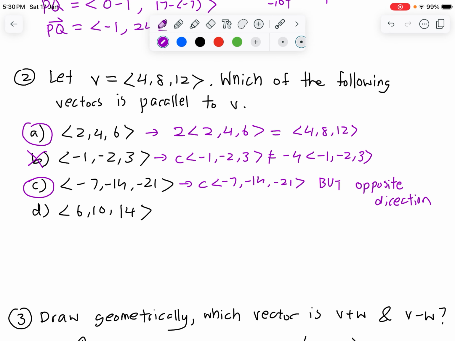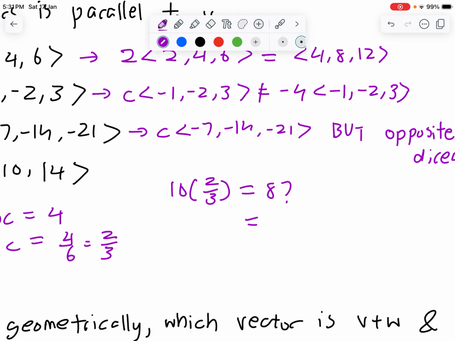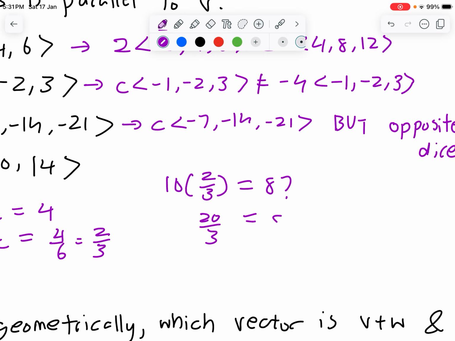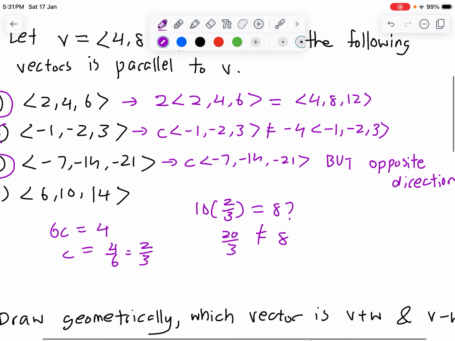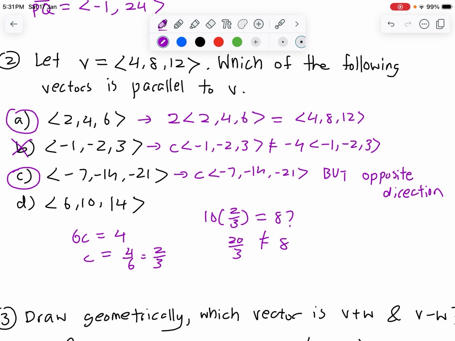Last but not least, let's take a look at the last one. We have 6, 10, and 4. So for our last one, again, we want to match the first one with our original value, and we get 4/6, which is 2/3. Let's try to put that into the second one. So 10 times 2/3. Let's see if it's equal to 8. So we have 10 times 2, which is 20. 20 divided by 3. Is that 8? No. So unfortunately, at this point, I don't even have to continue. I just know that it is not even parallel.